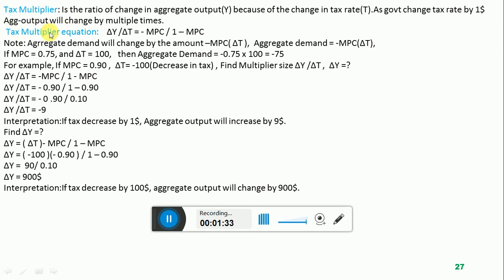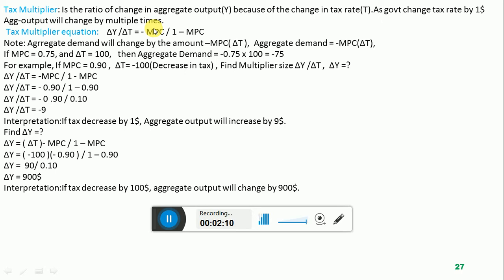Now we are developing the tax multiplier equation. Using this equation we can estimate the size of the tax multiplier. This is the tax multiplier equation that we will use to estimate, to calculate, to measure the change in aggregate output level because of the change in tax rate. So this is called the tax multiplier equation, or tax multiplier size.